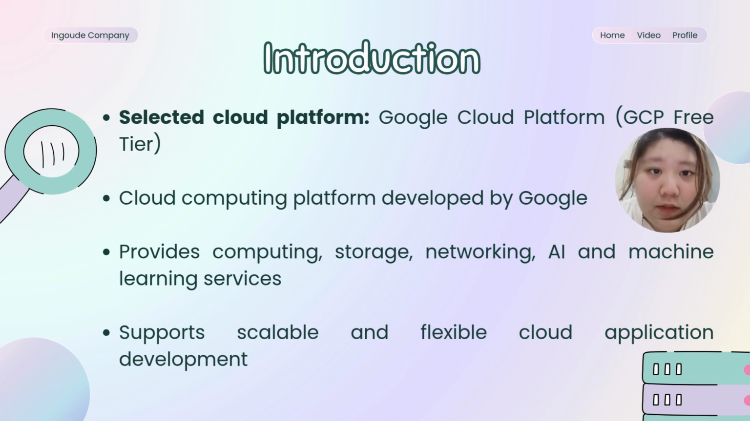For this assignment, I selected Google Cloud Platform, or GCP free tier, as my cloud computing platform. GCP is a cloud platform developed by Google that offers a wide range of services including computing, storage, networking, and AI. This service allows users to develop and manage cloud applications efficiently. One of the key advantages of GCP is scalability and flexibility, where resources can be adjusted according to user requirements.